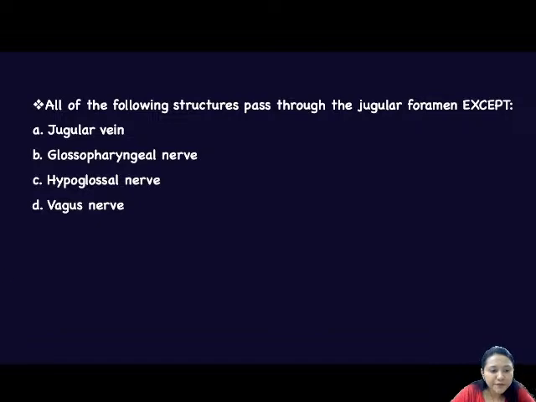So the answer to this will be your hypoglossal nerve. The hypoglossal nerve is passing through the hypoglossal canal, not through the jugular foramen. You have the 10th nerve, the 9th nerve, and the jugular vein. So the hypoglossal nerve doesn't pass through the jugular foramen. That is the correct answer. It passes through the hypoglossal canal.